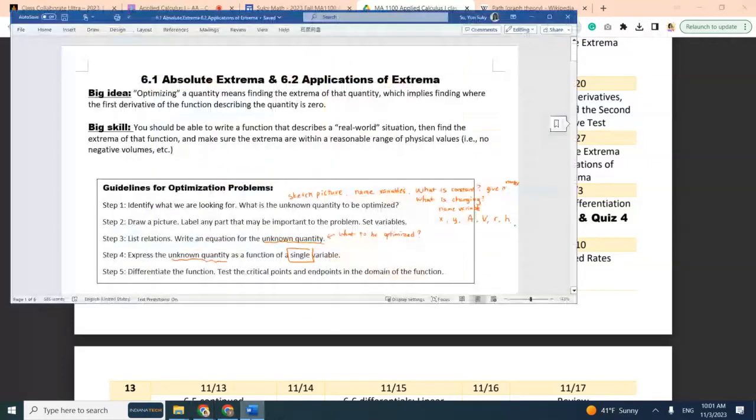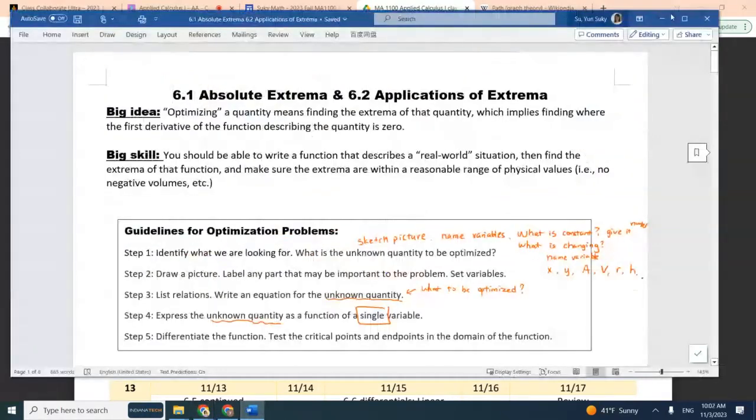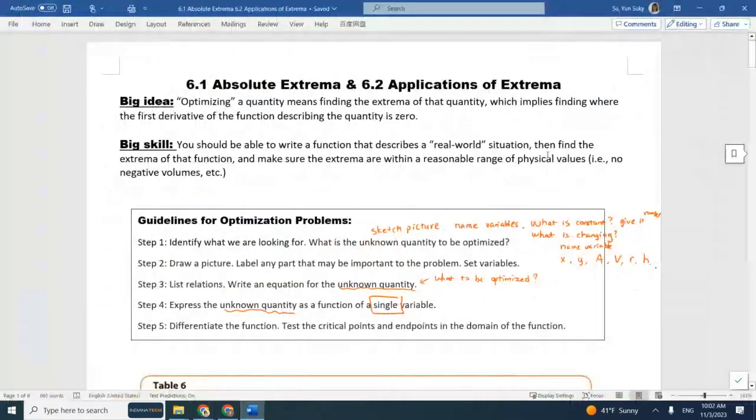Last time we were talking about applications of optimization. Do you still remember the steps? First, you want to see what quantity is to be optimized. Usually you look at the last sentence of the problem. It tells you to maximize the area or minimize the cost, something like that.